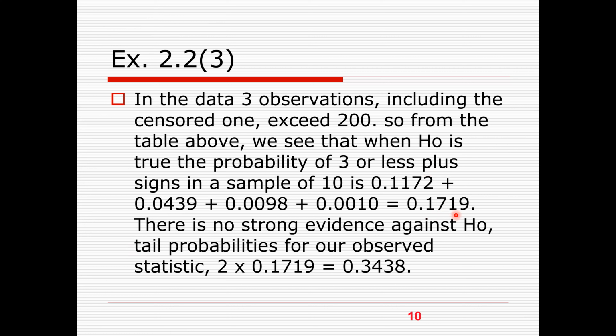So since this is a two-sided problem, the p-value should be doubling of this value, right? So that is huge. That is 0.3438. So we have a 34.38% probability to get such a result, which is we have 3 people survived longer than 200 months. That is a huge value. Therefore, we should not reject the null, right?